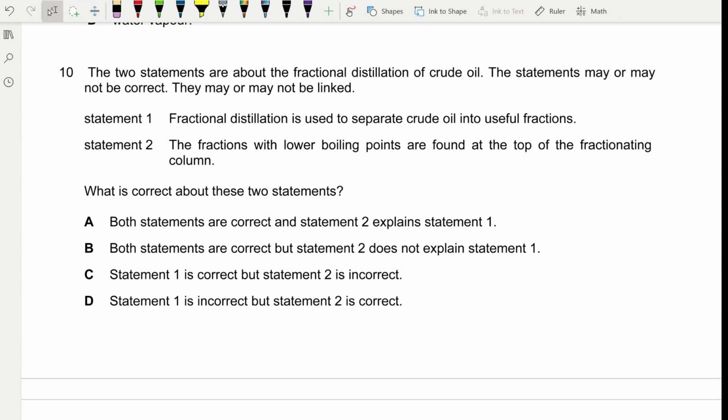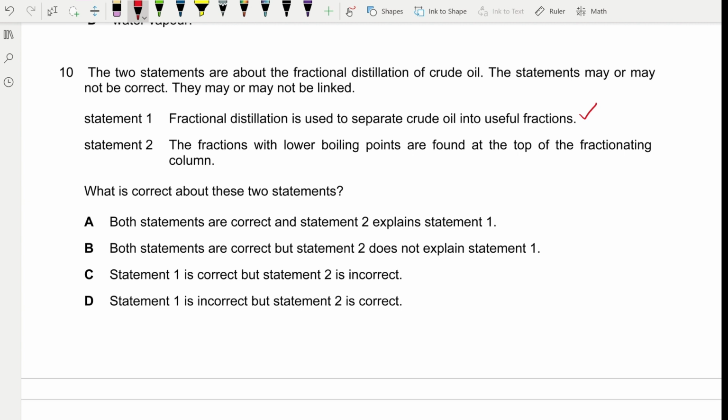Number 10. The two statements are about fractional distillation of crude oil. Statement 1. Fractional distillation is used to separate crude oil into useful fractions. This is correct, and it works by heating the crude oil, and the fractions will just separate based on their differences in boiling point. The one that has lowest boiling point will be collected at the top of the fractionating column.